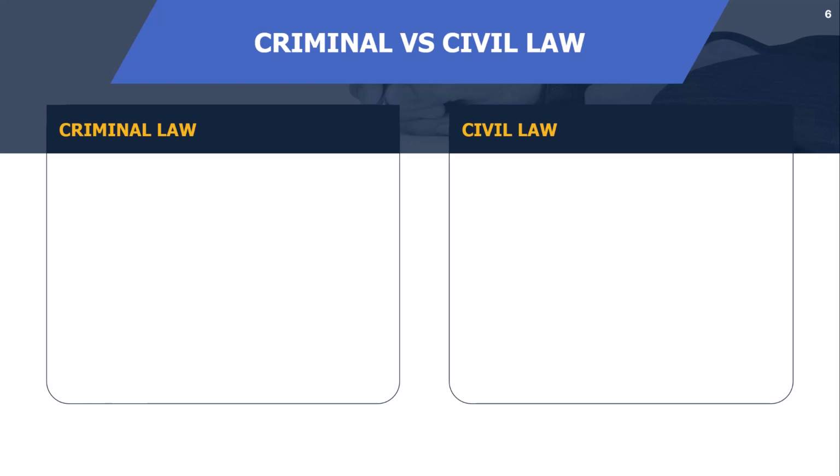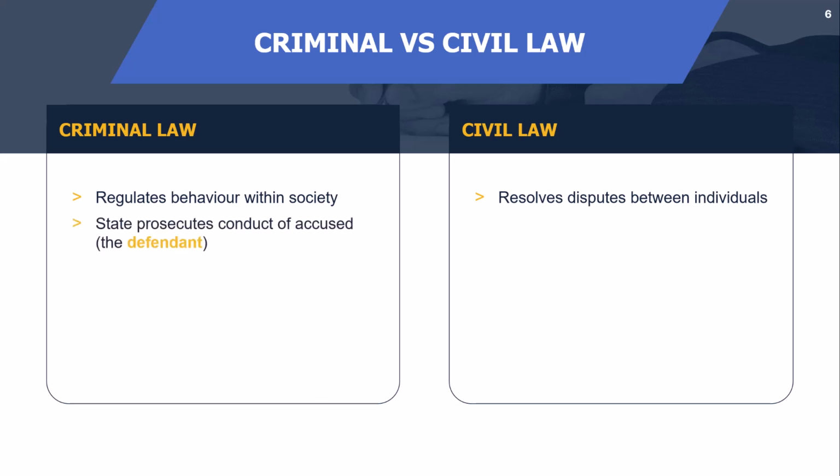So a big distinction, criminal law and civil law, a common exam topic here, so make sure you're happy with this table. The big difference between criminal law and civil law is that criminal law regulates behavior within society, whereas civil law is more about the individuals involved. So again, a kind of similar idea to public law and private law.